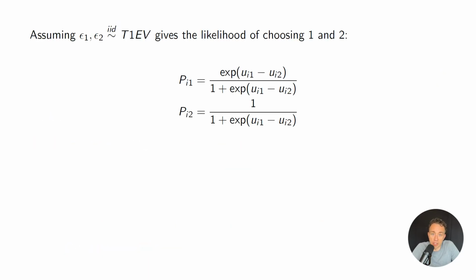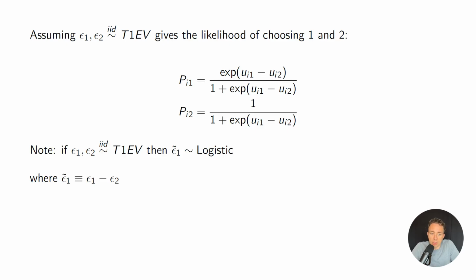If we assume that the epsilons are IID type 1 extreme value, then that's going to give us the choice probabilities that we derived in the last video. And in particular, because we're dealing with differenced utilities, we're going to have a 1 in the denominator for the differenced option. So the differenced option, it's exp of ui2 minus ui2, which is just exp of 0, which is 1. And then we have the differenced option for pi1. So if these two epsilons are type 1 extreme value, then their difference, or epsilon tilde, is going to be distributed logistic. So that's why if you've ever worked with the logistic distribution, you'll see that this makes a lot of sense and is hopefully familiar.